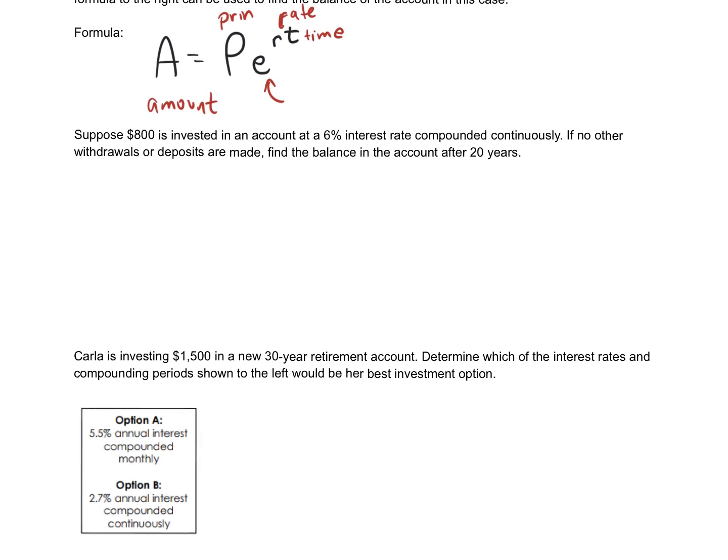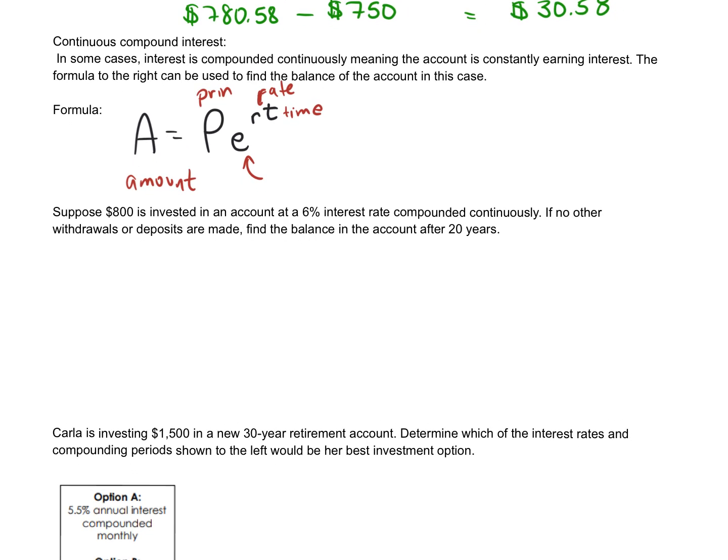So if we look at this example, it says suppose $800 is invested at a 6% interest rate compounded continuously. So when you're doing mixed up problems, you want to make sure you look where it says continuously, because that's going to be a different formula versus whether it said quarterly or semi-annually or whatever that might be. So that's going to be A equals P e to the RT. So our P, how much we start with, is $800. Our rate is 6% or 0.06, and our T is 20.